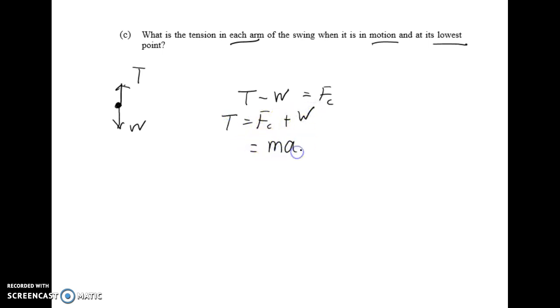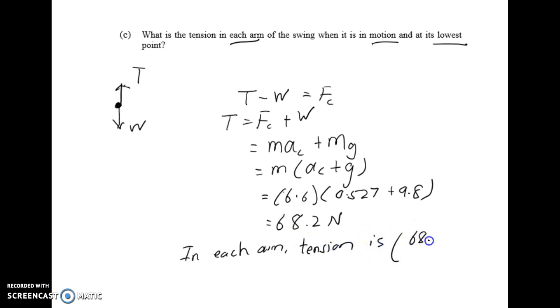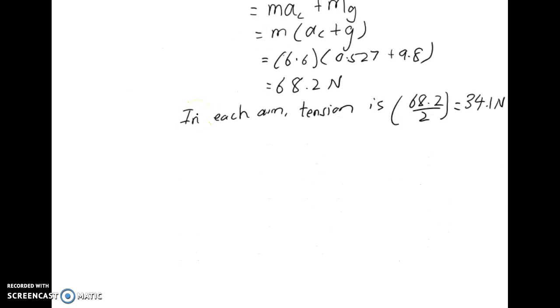Fc is always m times a_c in this case, plus mg. So I can extract the m and just add up these two numbers. For the mass, what we have is the 3 kilo from the seat and the 3.6 kilo of the baby. Easy, and for the centripetal acceleration we got 0.2527. Gravity is 9.8. So do the maths, you have 68.2 Newton. Use your calculator. And in each arm, your tension would be half of the calculated value. So divide by 2, the final answer will be 34.1 Newton. Okay, so that's for part C, and that's all for part C.